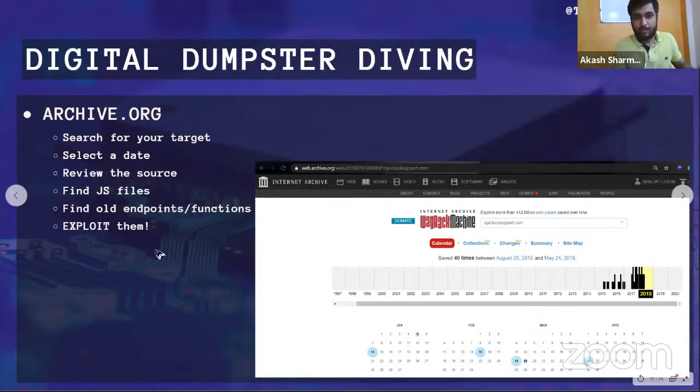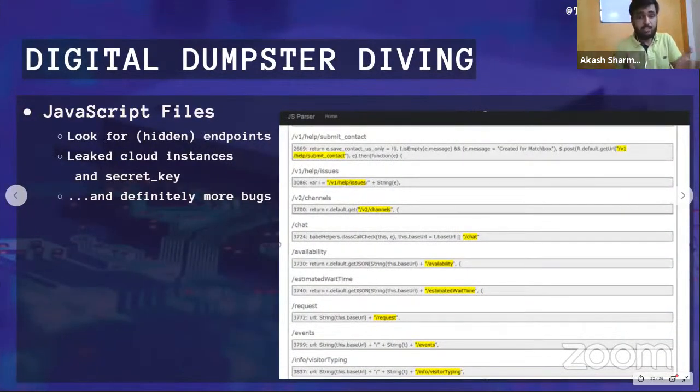So I think this should be done when you're doing reconnaissance. Digital dumpster diving is really important, right? Talking about JavaScript files, you can see some sort of things like this. JS parser can be an amazing tool for this. This tool basically gives you endpoints, API keys, and some important juicy stuff. Basically, in layman's language, when you're doing reconnaissance you're looking for hidden endpoints, cloud instances, which we really appreciate, secret keys, and more bugs.